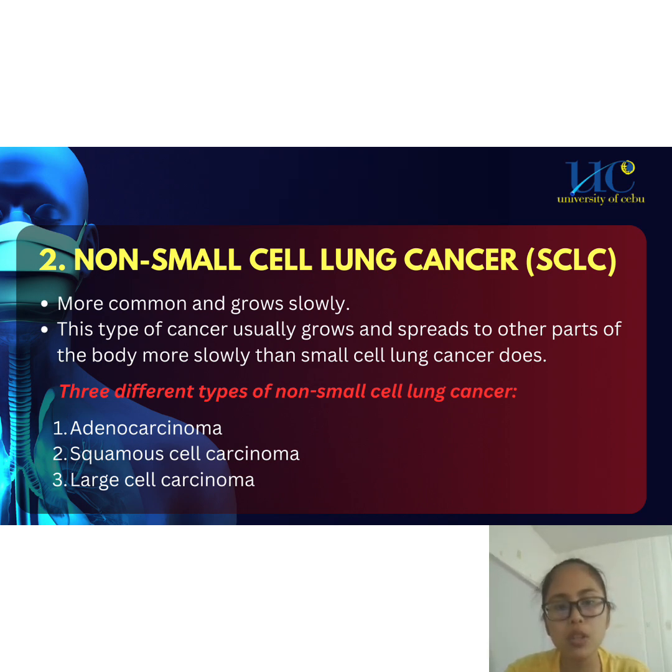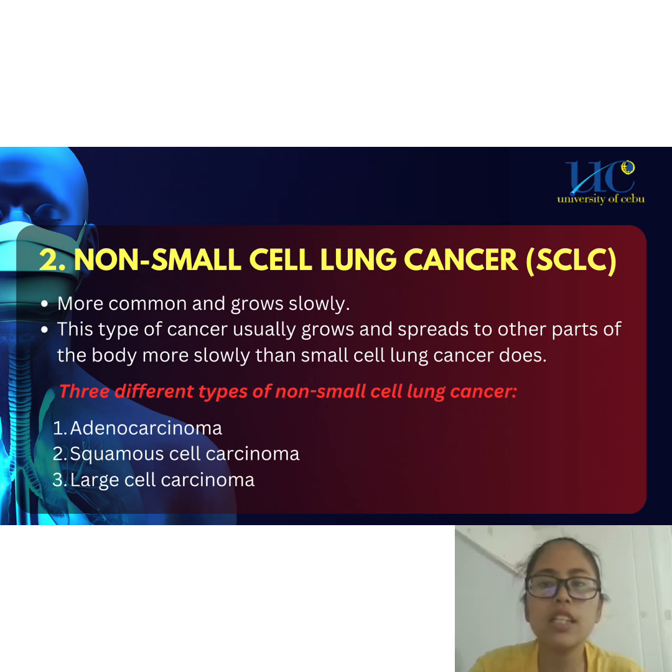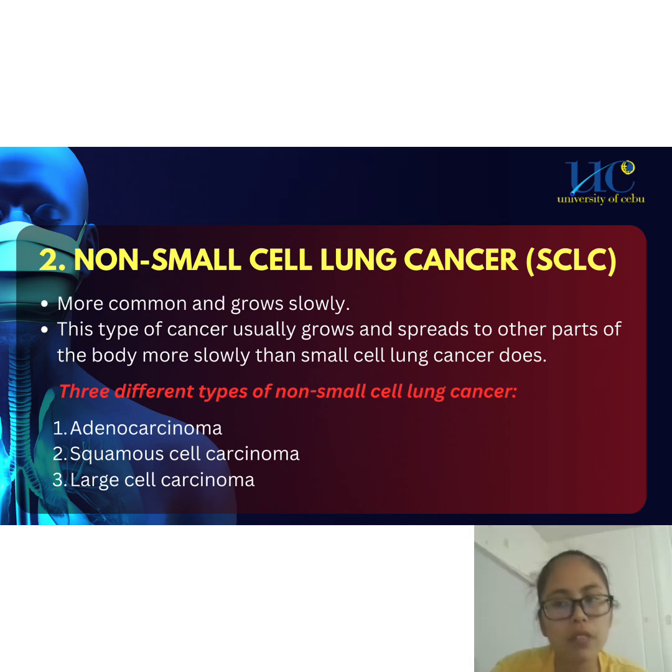Ang atong next ani kay ang non-small cell lung cancer. More common, grows slowly. This type of cancer usually grows and spreads to other parts of the body more slowly than small cell lung cancer does. Then naa pod tay 3 different types of non-small cell lung cancer. Mao ni ang adenocarcinoma, squamous cell carcinoma, and large cell carcinoma.